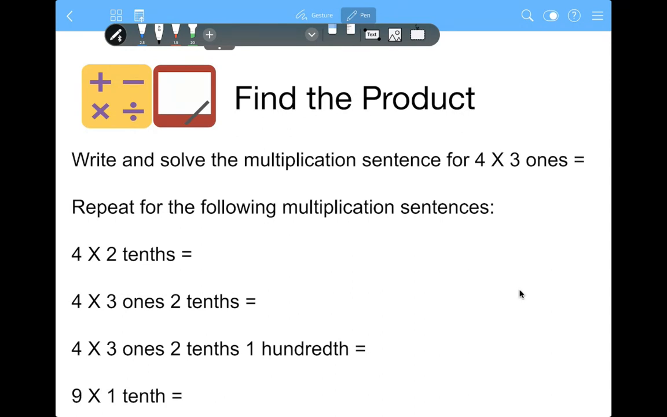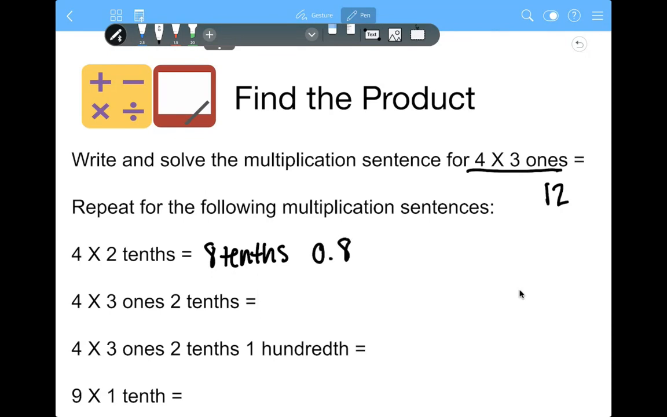Okay, so this first one up here is pretty easy. 4 times 3 ones. It's just a regular no decimal multiplication problem. 4 times 3 is 12. You're multiplying by 1, so you just have 12 ones. The second one, 4 times 2 tenths is going to be 8 tenths. And of course, when you write that, you're going to put your 8 in the tenths spot, so it's going to be 0.8.